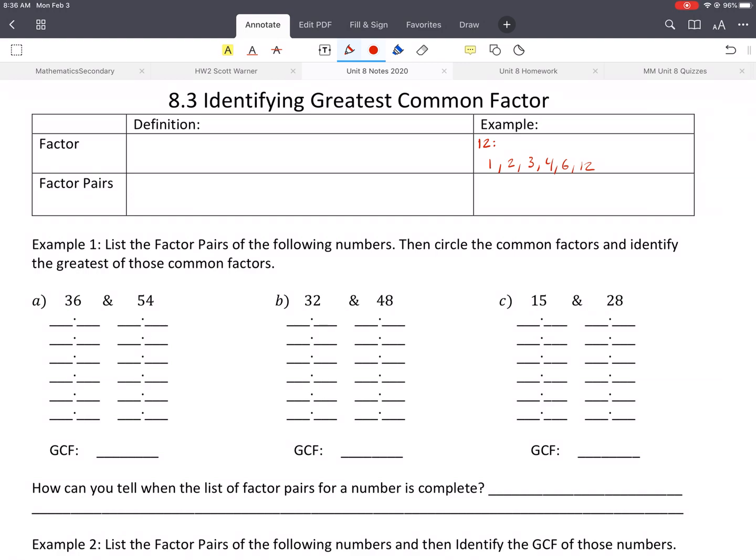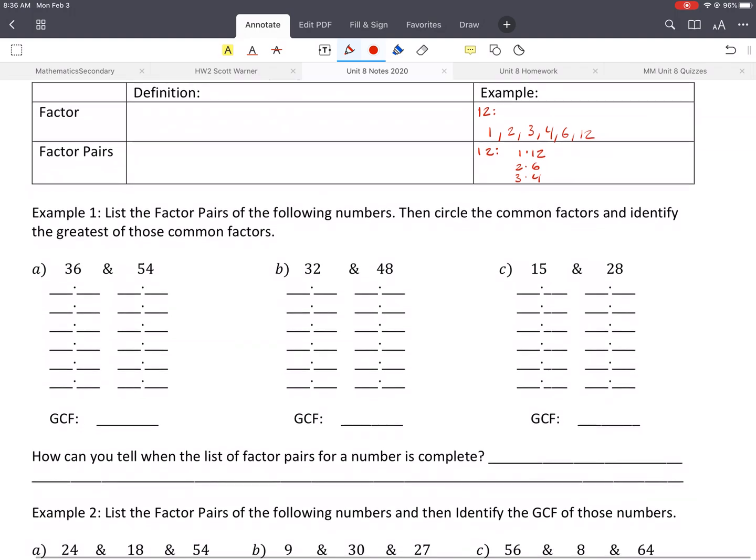Factor pairs, in contrast, if we did the same number for the example, are two factors that multiply to give us the original number. So, for example, a factor pair would be 1 times 12, or 2 times 6, or 3 times 4. Those would all be factor pairs.